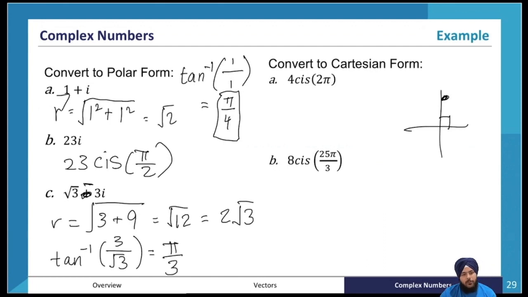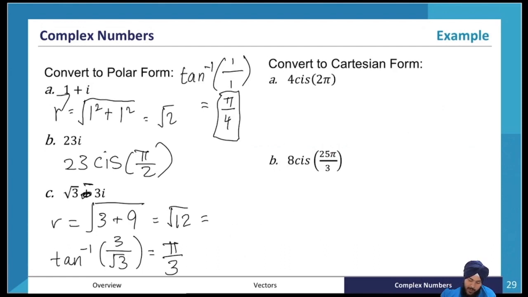But is pi over 3 our theta? No, it is not, because root 3 minus 3i is actually, thinking about it, in the fourth quadrant. So what is the equivalent of pi over 3 in the fourth quadrant? That's just negative pi over 3, using our symmetric properties. So therefore our answer is 2 root 3 cis negative pi on 3. So that is how we convert from Cartesian to polar form.